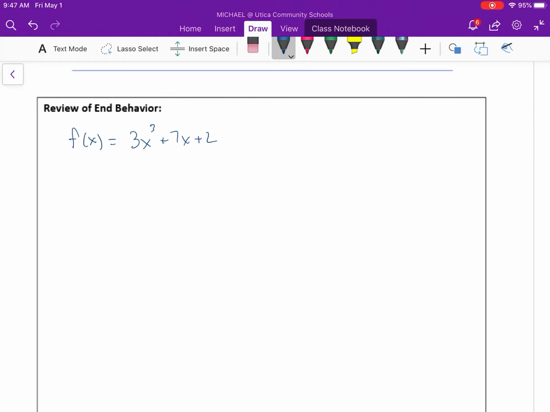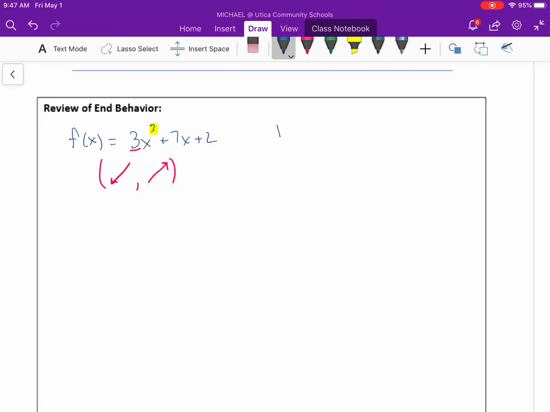3x to the third plus 7x plus 2, hopefully we remember that when we're looking at end behavior, in this case, the leading coefficient tells us what's happening to the right. In this case, because it's a positive 3, that means the right side is going to be going up. If it was a negative value, the right side would be going down. And then the exponent tells us the left side. And in this case, because it's odd, it's going down.